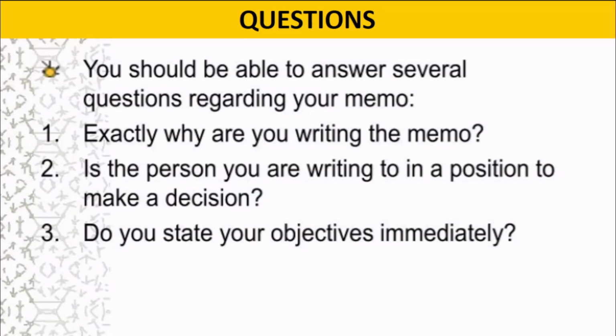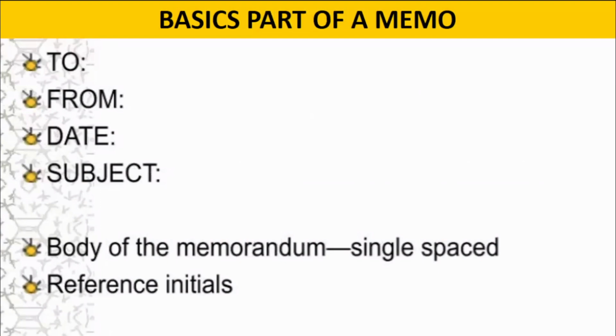If it is written to you just to inform something, the decision maker sends it to you. But if you are requesting something or want to report something, then you have to check whether the person is the exact person who can provide the service that you want. Then, do you state your objectives immediately? You have to tell in the first sentences itself why you write this memo. So those are the things that you should focus on.